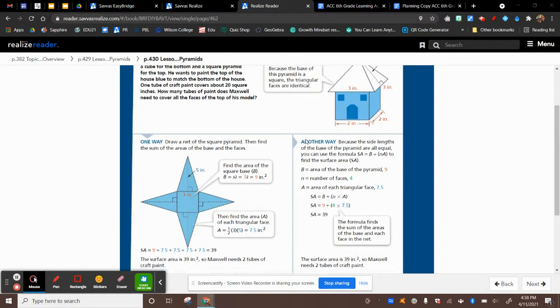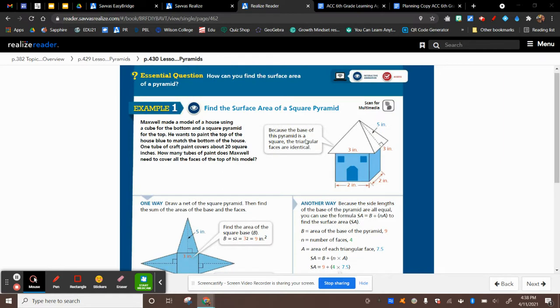I'm going to look at example 1 and 2 and then go to the Do You Know How page and look at a couple of those examples. The essential question is, how can you find the surface area of a pyramid? So we were looking at prisms, and now we're going to look at a pyramid. Remember, a pyramid has one base, but we're still going to have to find the area of all of the faces.